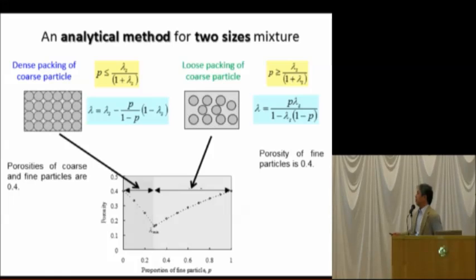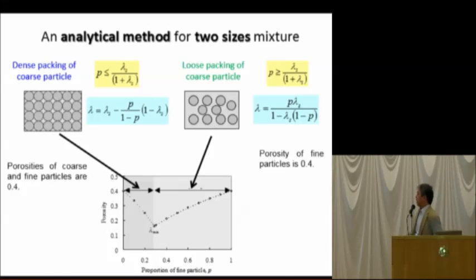This is an example of the analytical method for a two-size mixture. This is a very easy analysis. There are two situations. This is the dense packing of the coarser particles. This is a two-size mixture, just coarse particles and fine particles. This is a dense packing of coarse particles, and this is a loose packing of coarse particles, and this is the relation between the porosity and the proportion of fine particles, P.